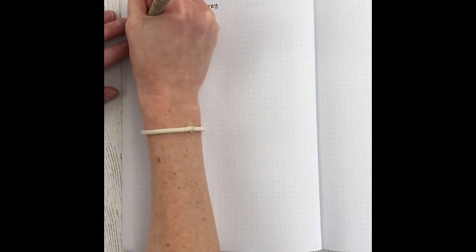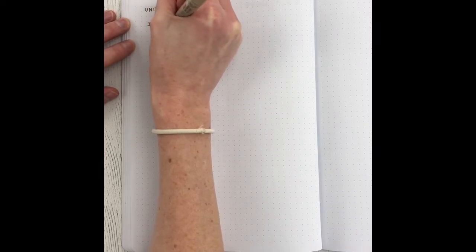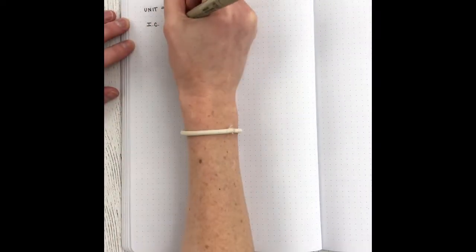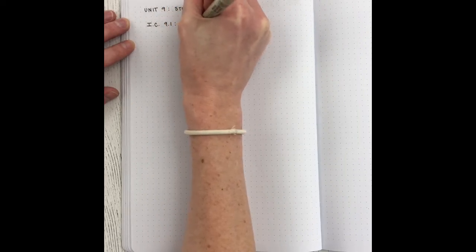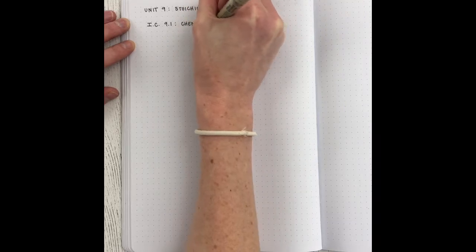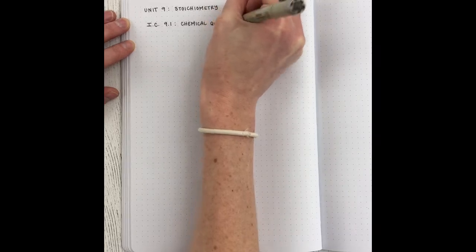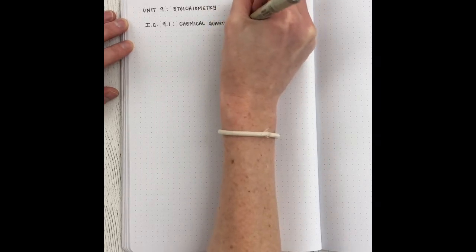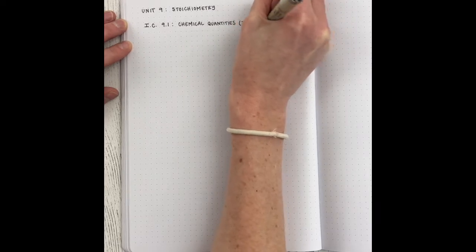So again, that's stoichiometry, and in today's notes we're going to focus on I can statement 9.1, which I'm writing out for you. And 9.1 focuses specifically on chemical quantities. And really, chemical quantities is just all about the mole. And so in today's notes, we're going to talk about what the mole is and how we use the mole in different calculations.